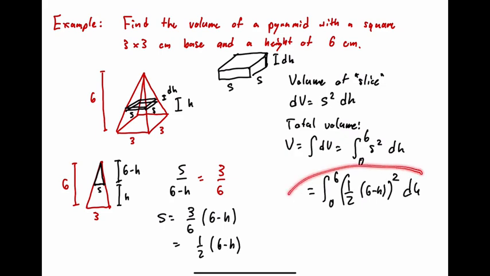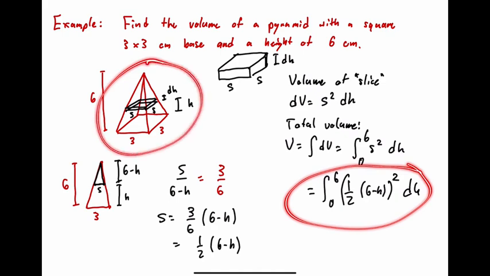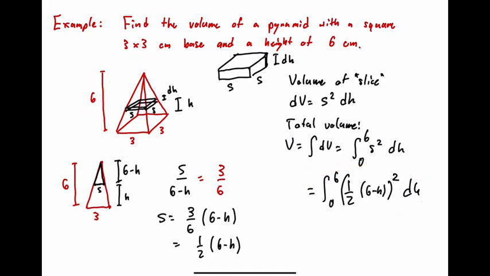This definite integral corresponds to the volume of this pyramid. We won't take the time to work through this integral, but hopefully it looks fairly simple. If we expand this out, we just get a polynomial. We could integrate the polynomial, and the answer here is 18 cubic centimeters. That's the volume of this pyramid, which we found by using a definite integral. Let's take a look at another example.